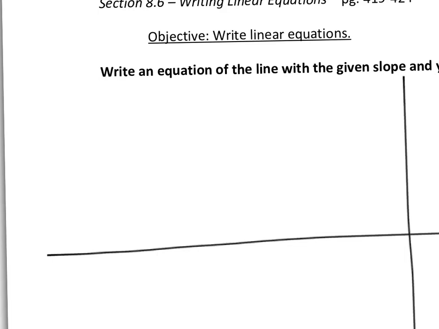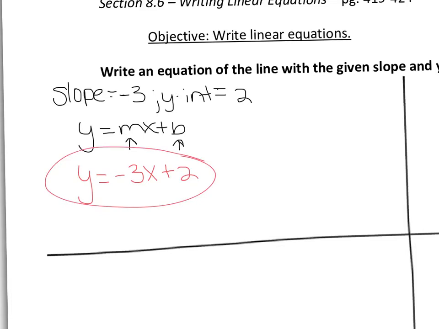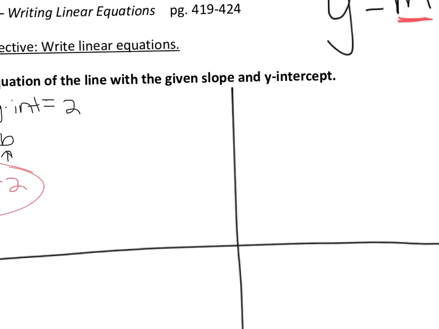So let's say I'm going to tell you that the slope is -3. The y-intercept is 2. Okay, I need two things to write the equation of the line. I need to fill in this blank here, m, and I need to fill in this blank here, b. Now remember, m is my slope. So instead of m, I'm going to plug in -3. And instead of b, I'm going to plug in 2. So the equation of the line with a slope of -3 and a y-intercept of 2 would look like y equals -3x plus 2.